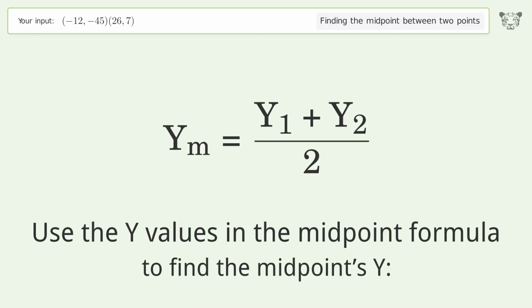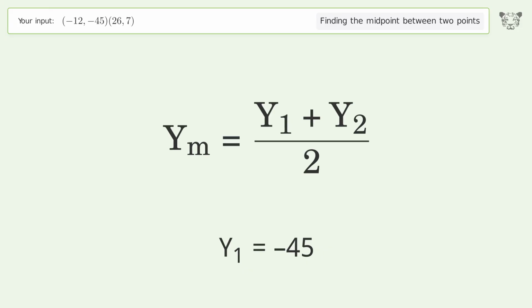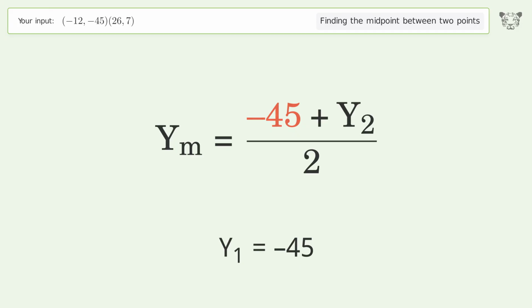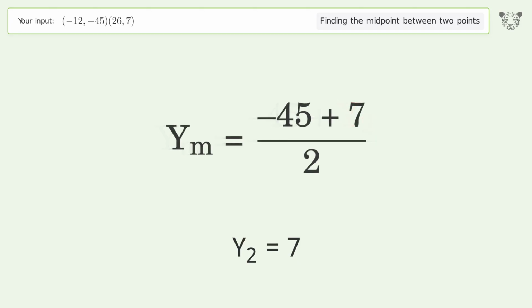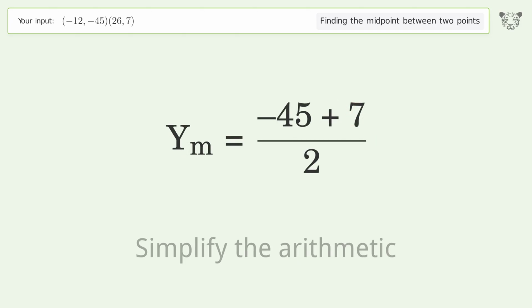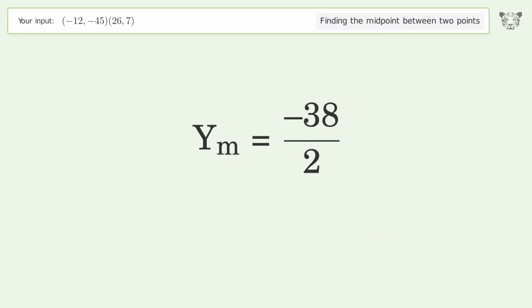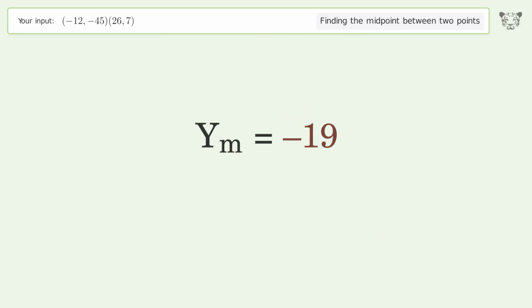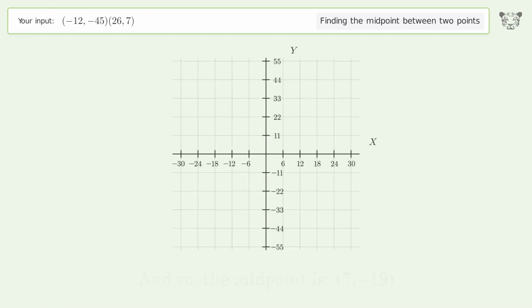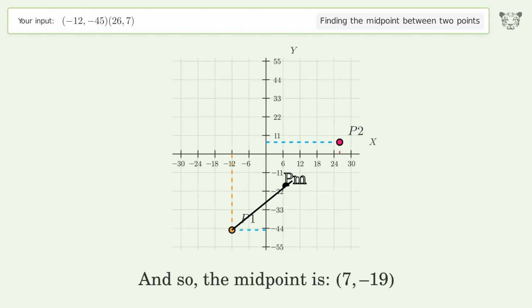Use the y values in the midpoint formula to find the midpoint's y. y1 equals -45. y2 equals 7. Simplify the arithmetic. And so, the midpoint is 7, -19.